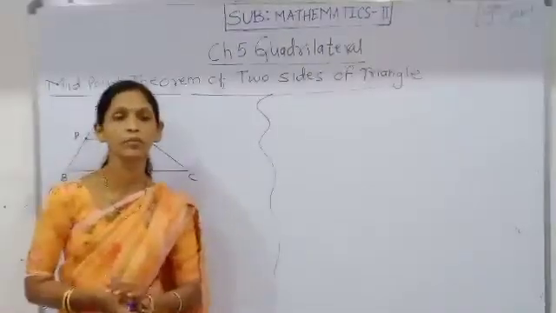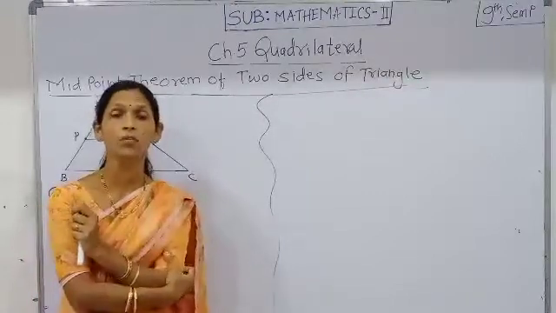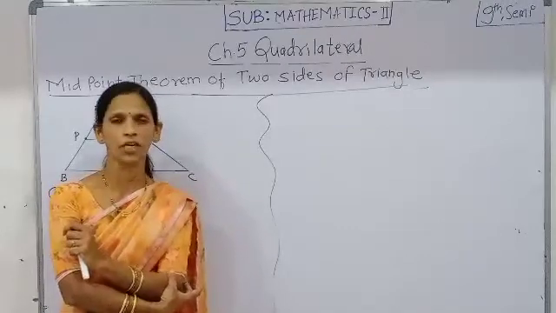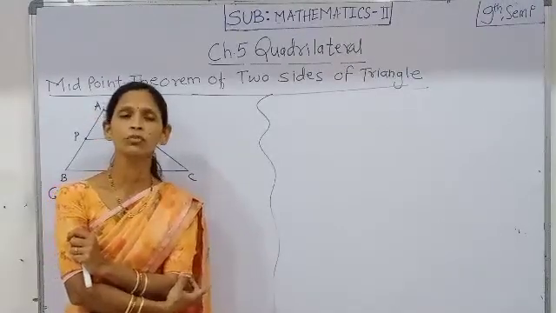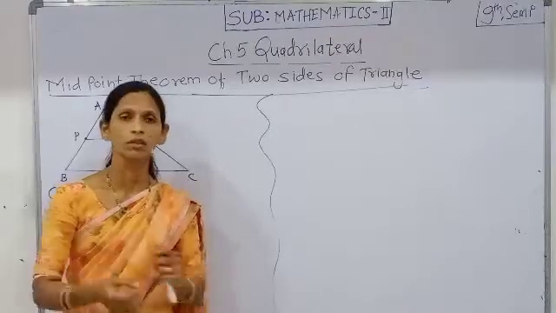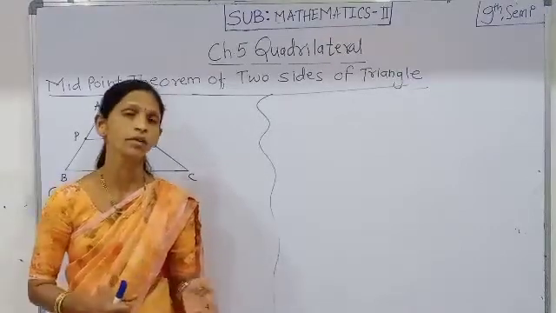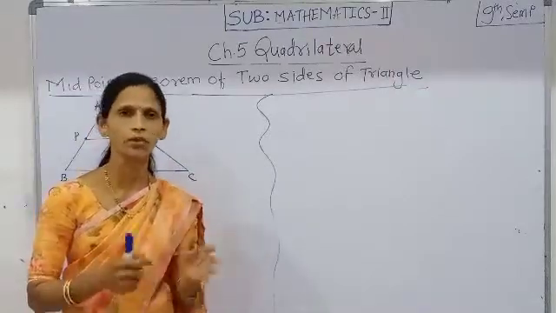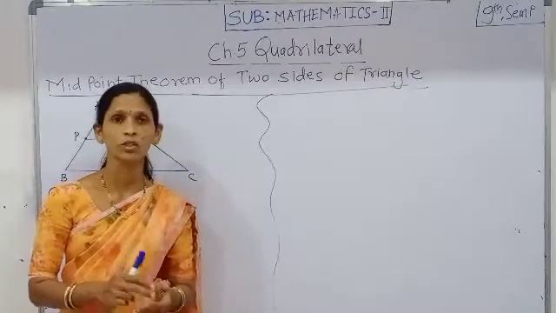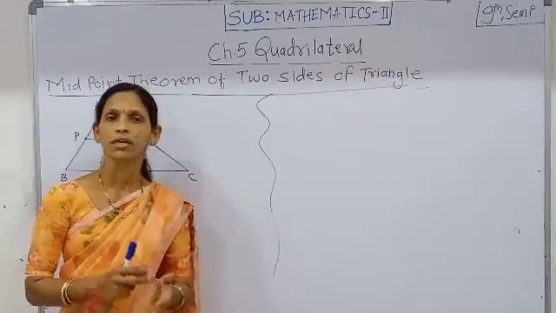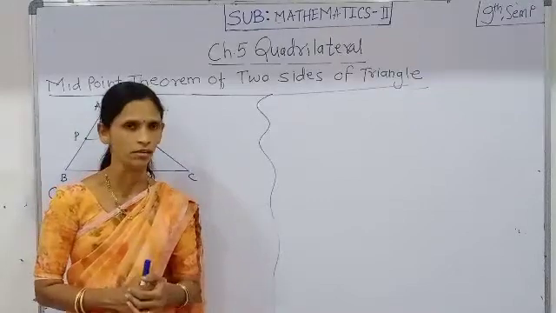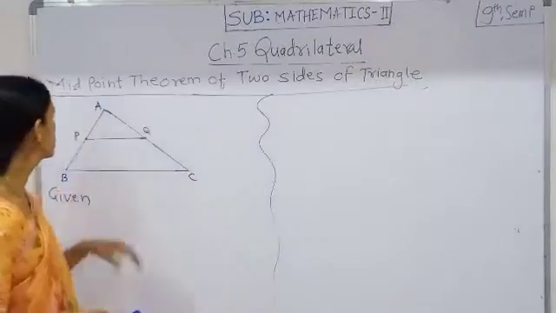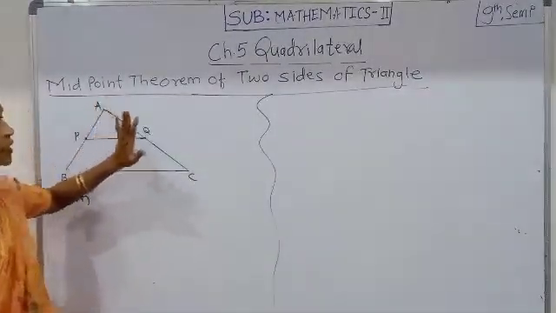Hello students, in the previous lecture we studied the different types of quadrilaterals and their properties. A few of those properties we proved in the form of theorems, along with examples based on the properties of different types of quadrilaterals, that is parallelogram, square, rhombus, trapezium and rectangle. Today we are going to discuss a property of the triangle.